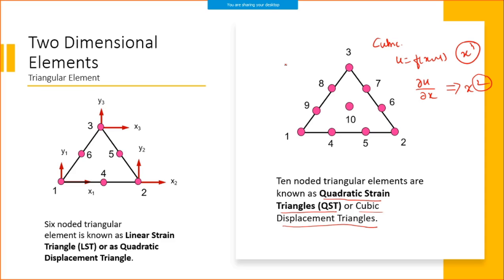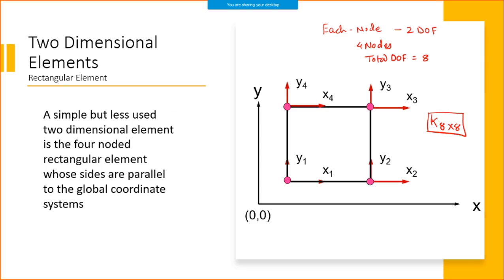Here, in the quadratic element, how many nodes do I have? 1, 2, 3. Altogether, 3 plus 3, 6 nodes. 6 into 2 becomes 12, and my stiffness matrix becomes 12 by 12. Similarly, I can go on increasing that number, with bigger and bigger matrix sizes for higher order.